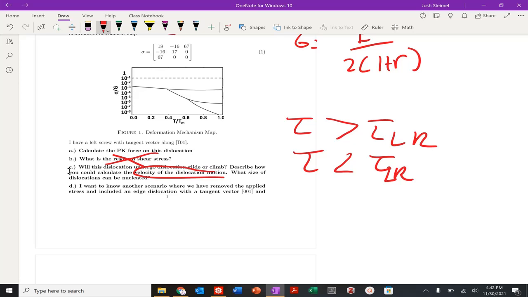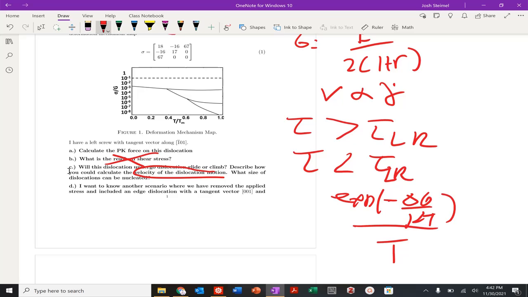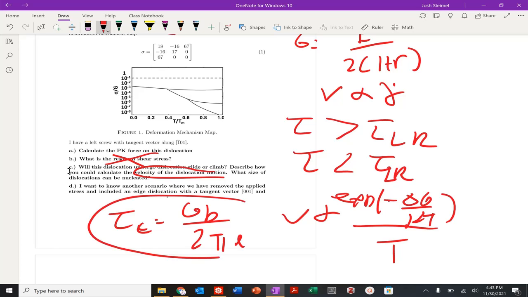If our tau is greater than lattice resistance, then the velocity of the dislocation will scale as our strain rate. If it is less, it is going to be thermally activated, so there's going to be some Arrhenius relationship, exponential of minus an energy over kT, all over temperature. And that will be how our velocity scales here. What size nucleations are created? Remember, we know that our critical shear stress is going to be equal to GB over 2 pi L. So with these values, you can go ahead and calculate that.